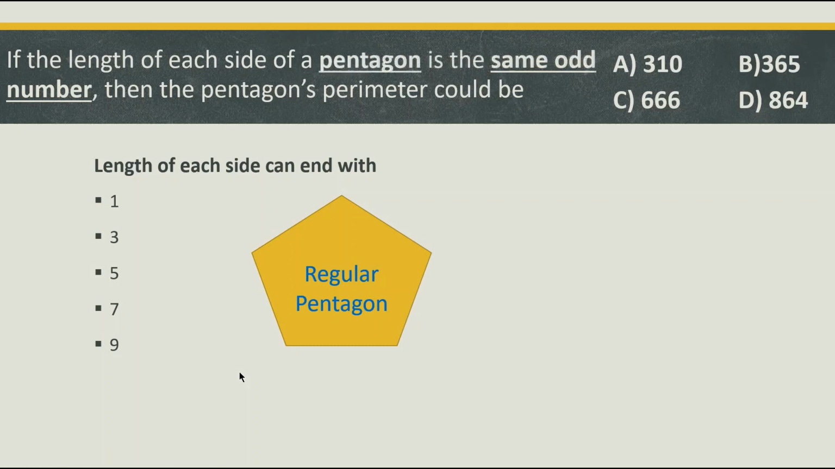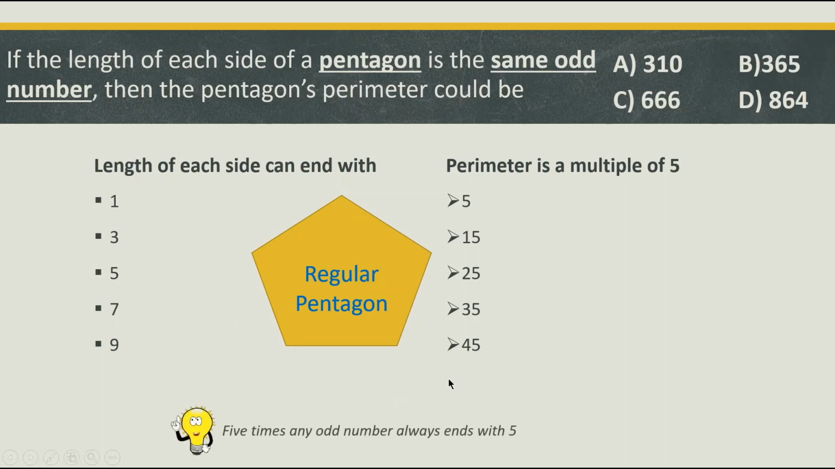Our next clue is that we know it's a pentagon, so the perimeter is going to be a multiple of 5. If the number ends with 1, the perimeter must end with 5. If the number ends with 3, the multiple again ends with 5. So any odd number multiplied by 5 is going to end with 5. So 5 times any odd number always ends with 5.